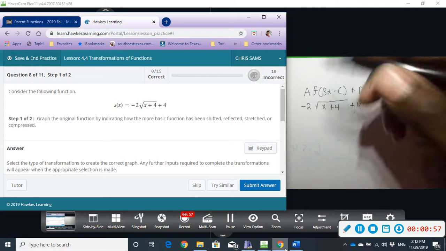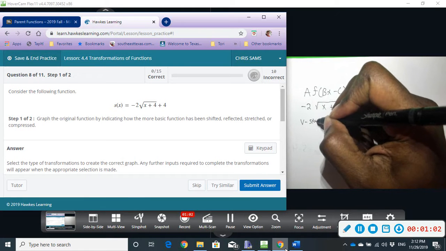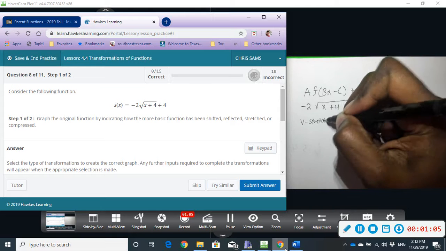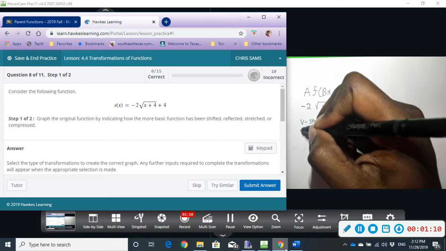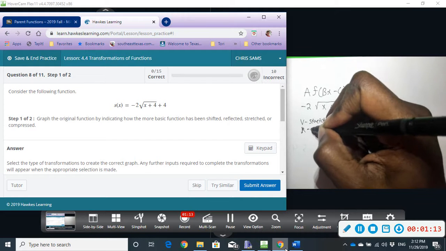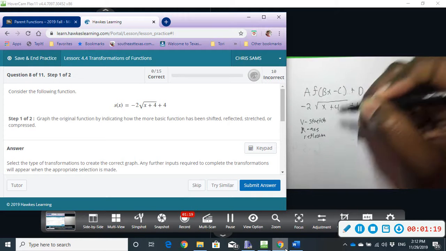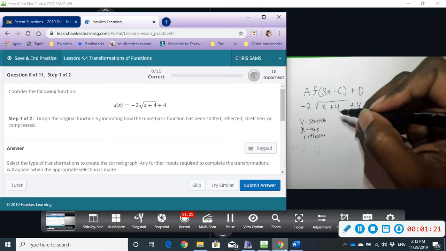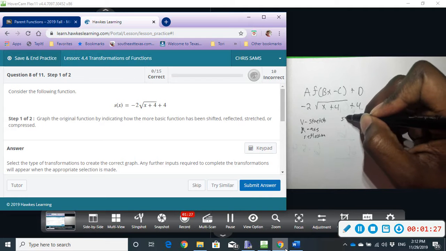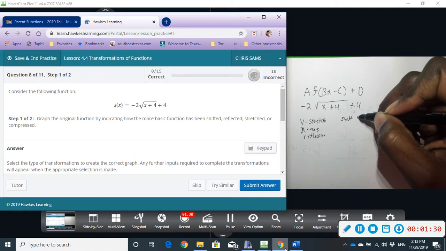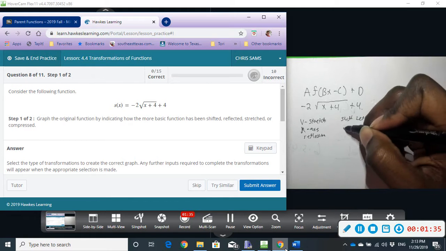Okay, so going across, this a is going to be a vertical stretch. Because it's negative, it's going to reflect across the x-axis. And then the C, opposite sign, so we see plus 4, is going to shift left 4 units, and then the D is positive, it shifts up 4 units.